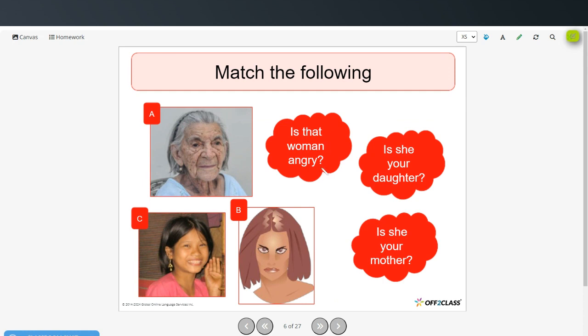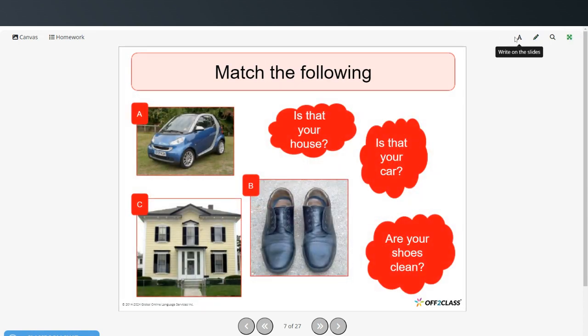Is that woman angry? Picture B. Is she your daughter? Picture C. And is she your mother? Picture A. Is that your house? Picture C. Is that your car? Picture A. Are your shoes clean? Picture B.